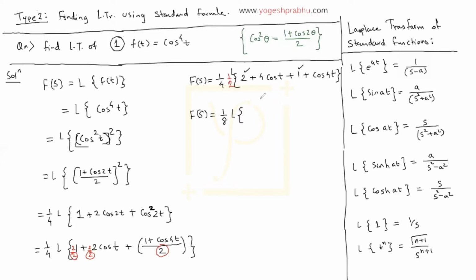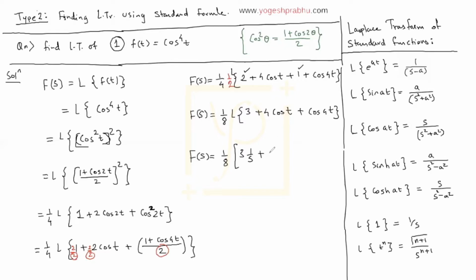This is 2 plus 1 is 3 plus 4 cos t plus cos 4t. Okay, and now we can use the standard formula, as the type says that it is Laplace transform using standard formula. So finally I write down F of s. The final answer is going to be 1 by 8 Laplace transform of 3. The 3 is constant, and then Laplace transform of 1 is going to be 1 by s. So you'll get this as 1 by s.